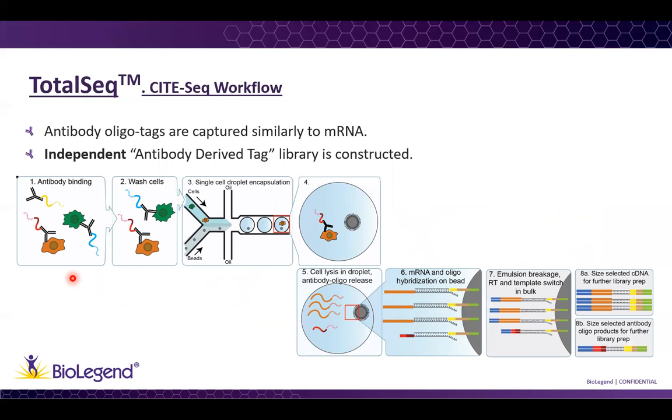Once you make the stain and wash your cells, the cells can move into single cell droplet encapsulation and downstream sequencing steps. The thing to highlight here is that at the end, you will obtain two independent libraries, one coming from the mRNA and one from the antibody-derived tags or ADTs.